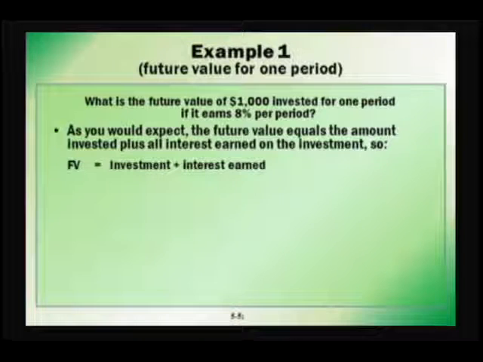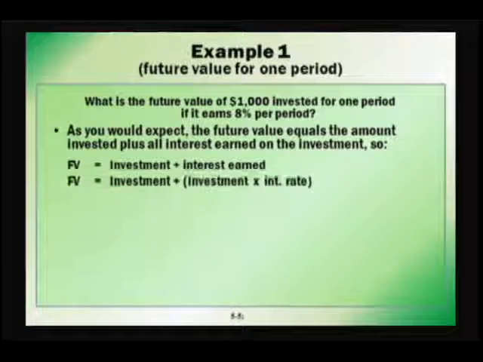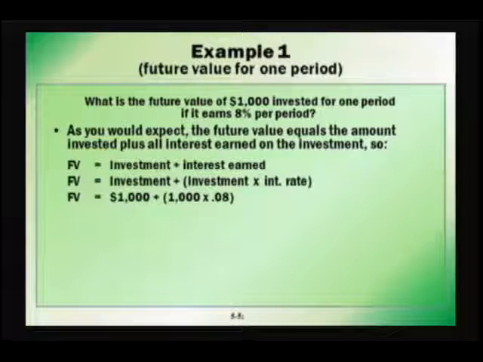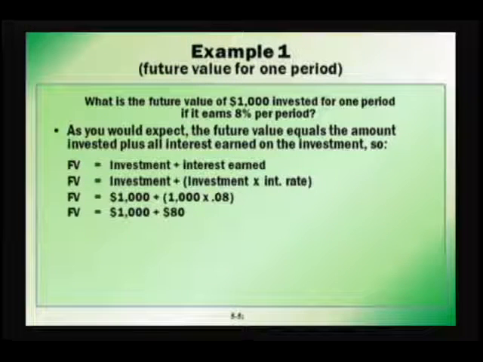So here's how you could write that out. The future value, FV, equals investment plus interest earned. The interest earned is the investment times the interest rate. So in this case, I have $1,000. My interest rate is 8%. We'll make that into a decimal. Take 1,000 plus 1,000 times 0.08. The interest earned is $80. My future value is $1,080.